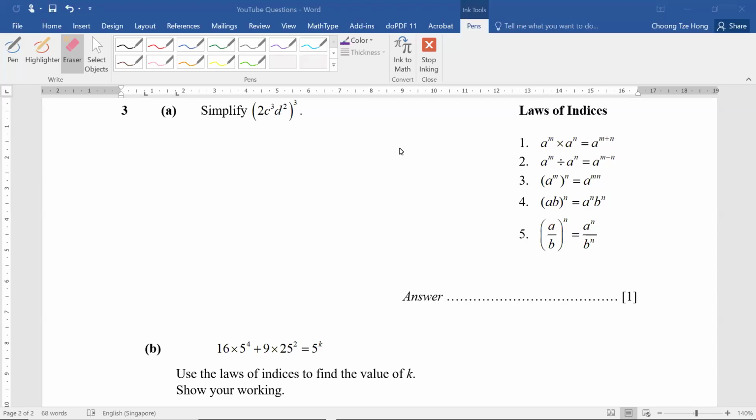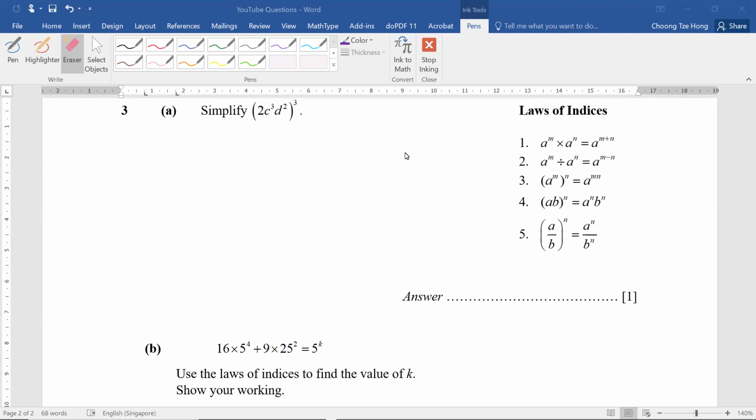Hi students, in this video I'll be going through the 2023 O-Level Mathematics Paper 1 question 3. So this is a question regarding the laws of indices. For part A of the question, we are asked to simplify (2c³d²)³.